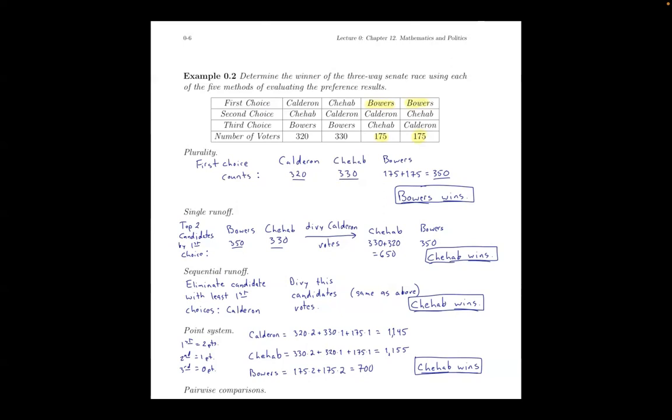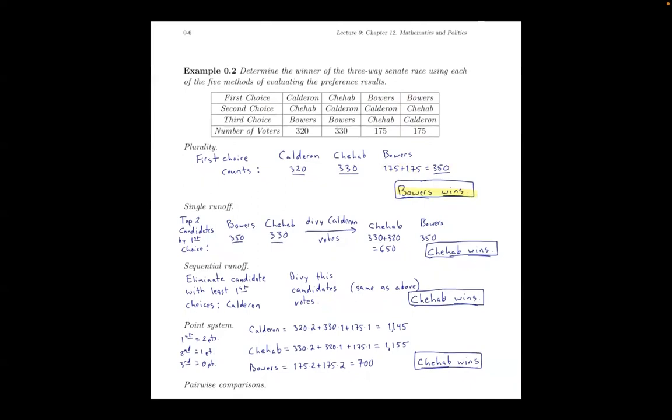Again, the difference between these two is their rankings of Shahab and Calderon. So it looks like Bowers has 175 plus 175 total first place rankings. So Bowers has 350 votes total. That beats Calderon and Shahab's 320 and 330 respectively. So in the plurality method, Bowers wins the election. So Bowers wins the election in this situation for plurality.